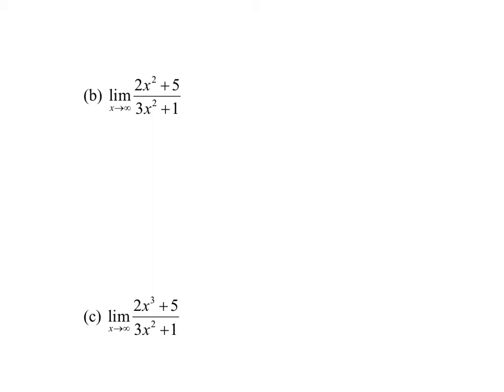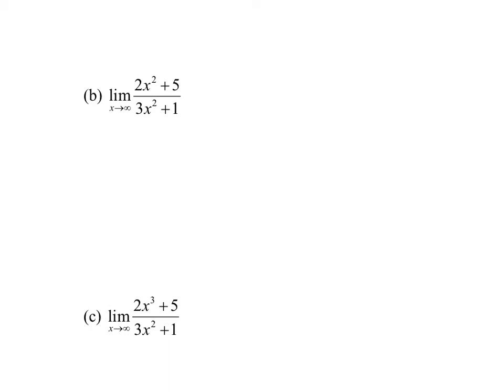Let's continue going on. Very, very similar to the previous problem. The limit as x goes to infinity of 2x squared plus 5 over 3x squared plus 1. So notice they just cranked that power of x up 1. It was 2x, now it's 2x squared. So what happens when we have something like that?